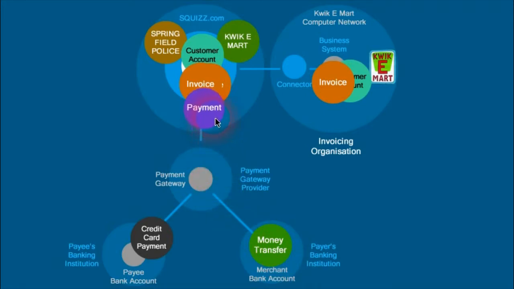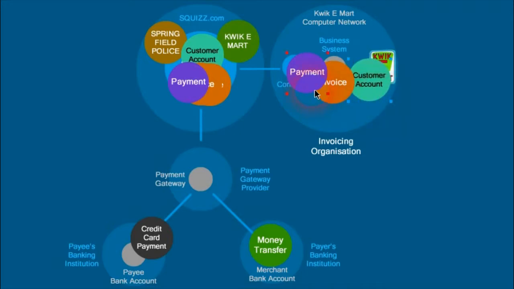Now, once that money transfer has successfully been made, the payment gateway will then return a successful response advising of the successful payment, and then that payment can be applied to one or more invoices within the Squizz.com platform, as well as that payment being sent by the Squizz.com platform back to the invoicing organization's business system through the connector software or the compatible web service software that allows the payment to be imported into the accounting or ERP system, and then that payment can be lodged against the invoices that the payment was made against for that given customer account.